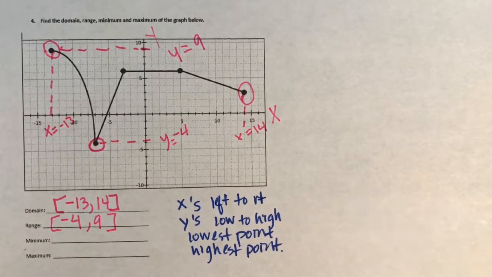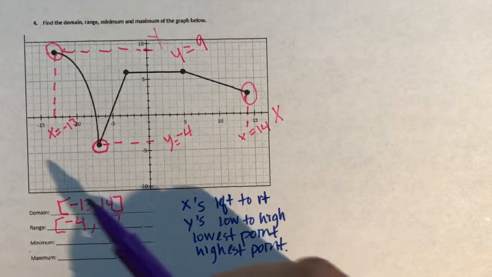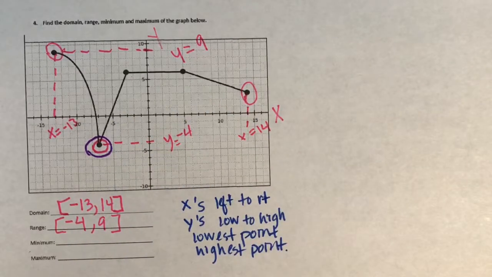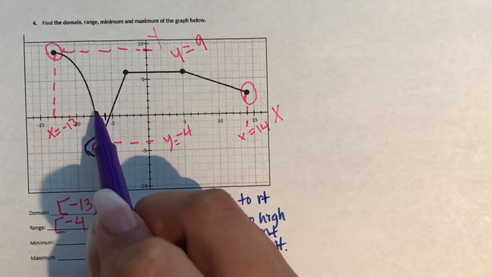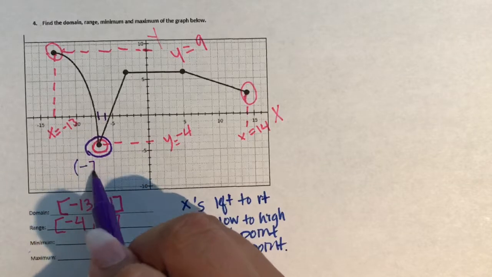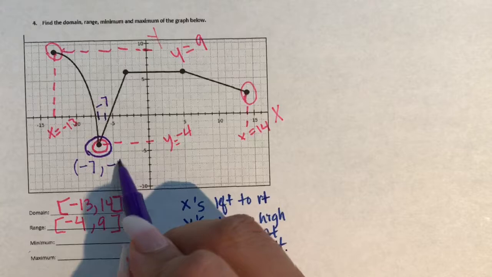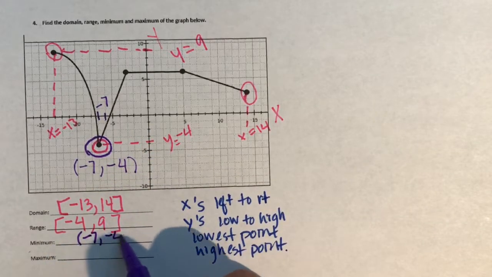My minimum is already identified. So let's use a different color for minimum, because again, this is just the lowest point. So let's identify it again with the purple. That point is going to be, we look at x's first. So I get negative 7, comma negative 4.